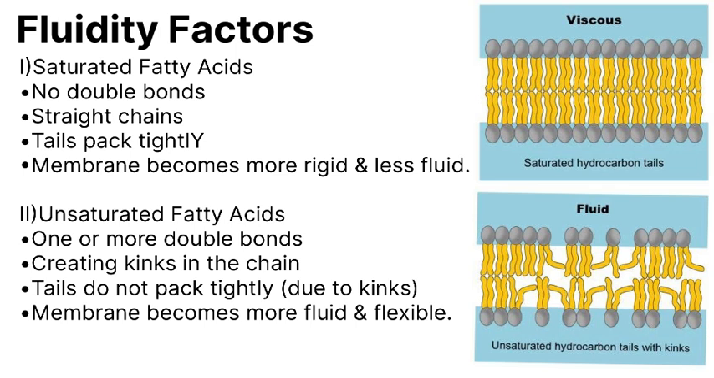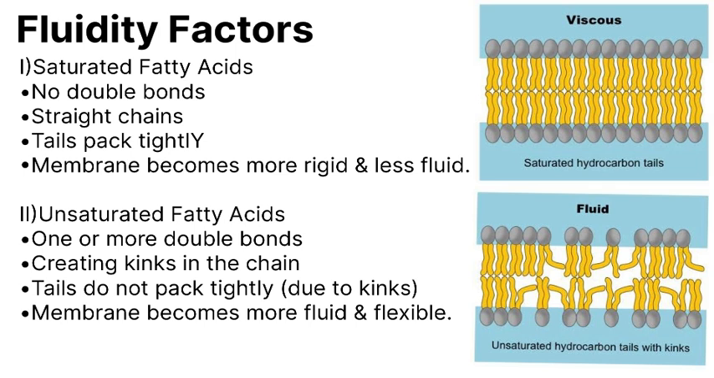You know all these terms, right? And this differentially and greatly influences membrane fluidity. In the saturated fatty acid, there are only single bonds present, and the chains are straight. As you can see in the image, there are saturated hydrocarbon tails. They are straight chains, and their tails pack tightly. It's clear in the structure that their membrane becomes more rigid and less fluid because of their tight tails.